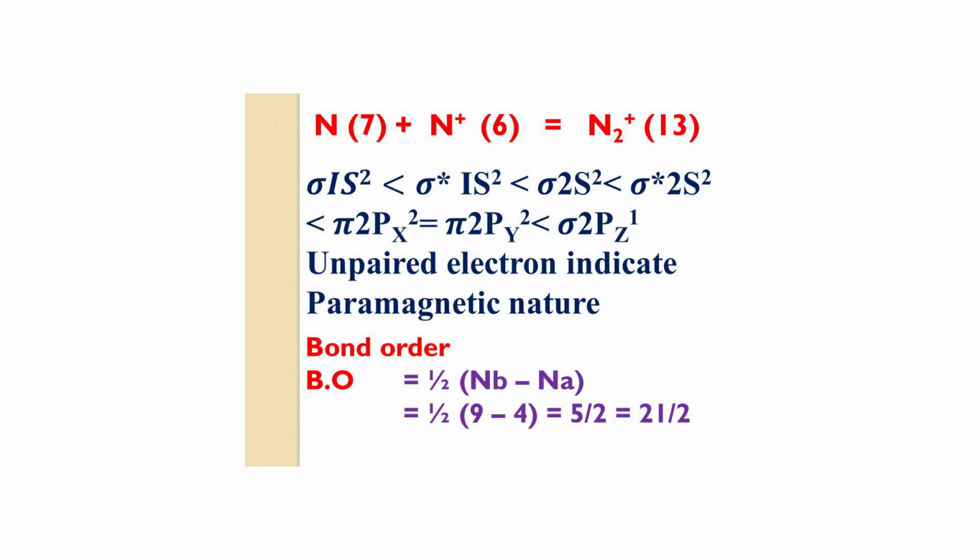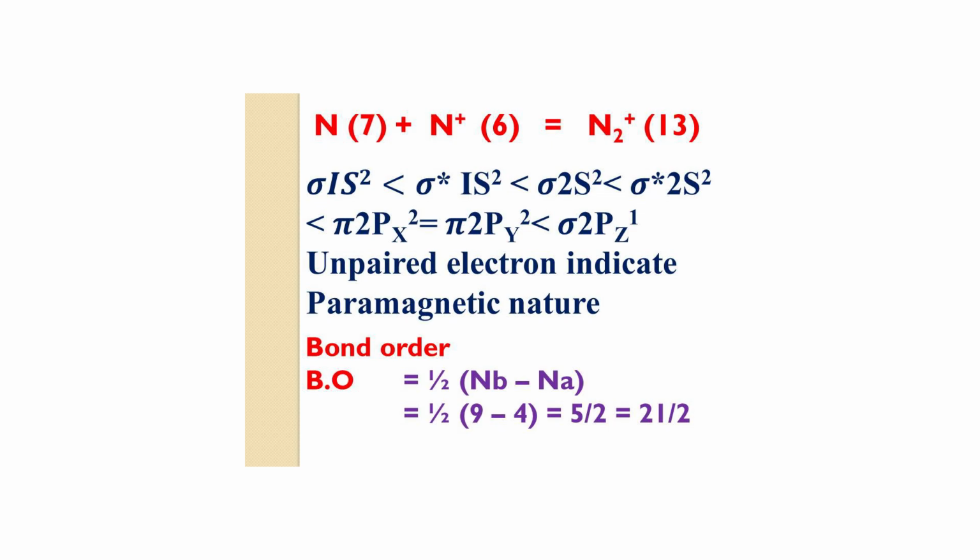The energy sequence of the N2 plus molecule ion is sigma 1s2 less than sigma star 1s2, less than sigma 2s2, less than sigma star 2s2, then pi 2px2 equal to pi 2py2, less than sigma 2pz1. In the nitrogen molecule ion, N2 plus, the valence shell contains an unpaired electron, indicating paramagnetic nature, while the nitrogen molecule is diamagnetic in nature, as it contains paired electrons, that is, shared electrons.